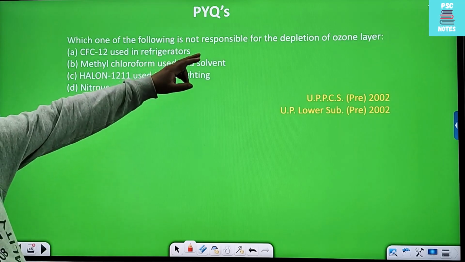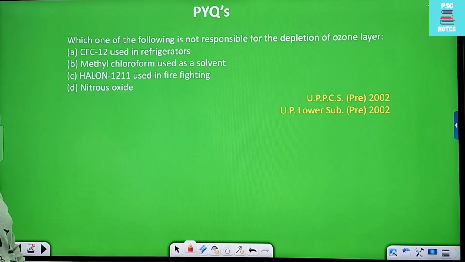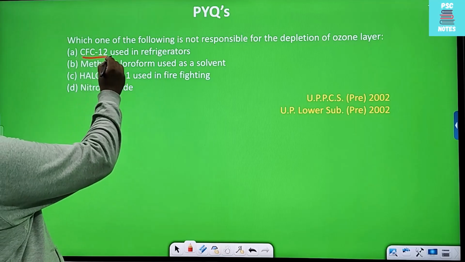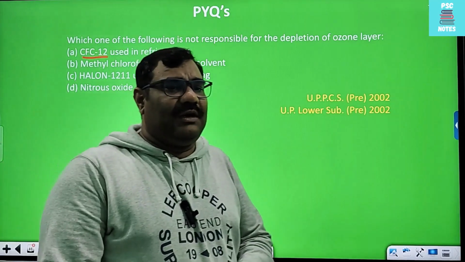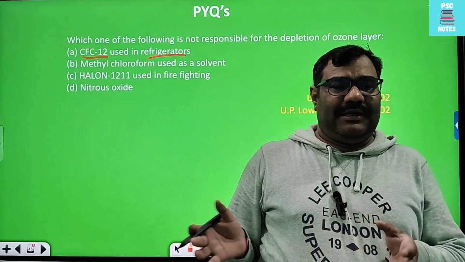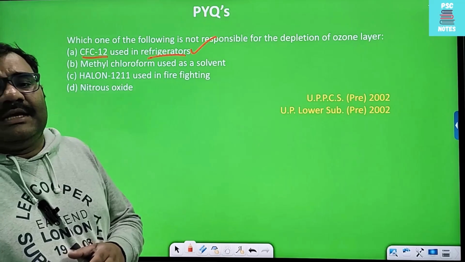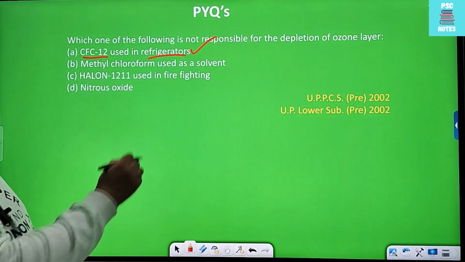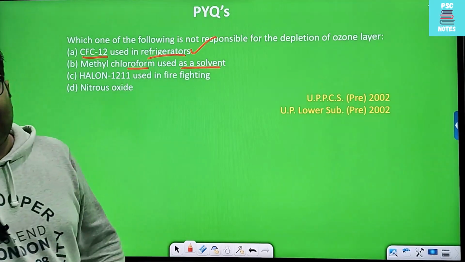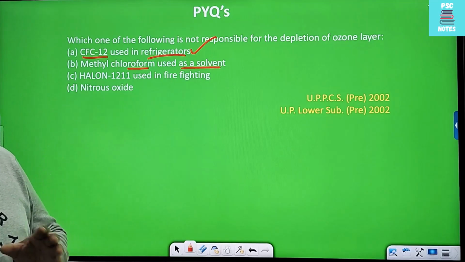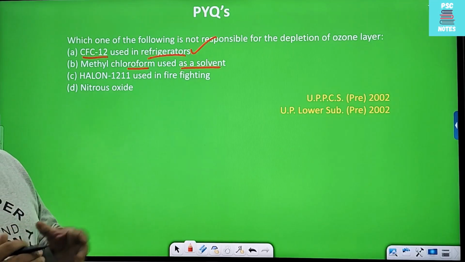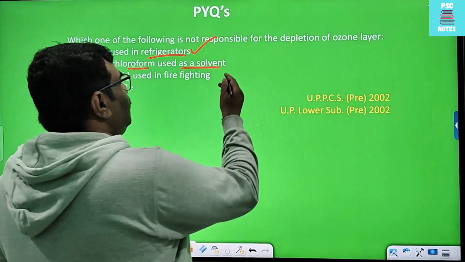Now which of the following is not responsible for depleting the ozone layer? So first, CF12 used in the refrigerant in air conditioner and refrigerator. So it causes ozone depletion. ठीक है. Second is methyl chloroform used as a solvent, है ना. Methyl chloroform used as a industrial solvent. It releases chlorine atom and lead to ozone depletion.